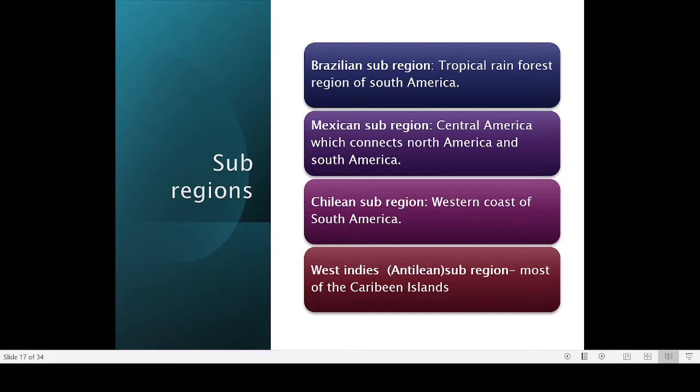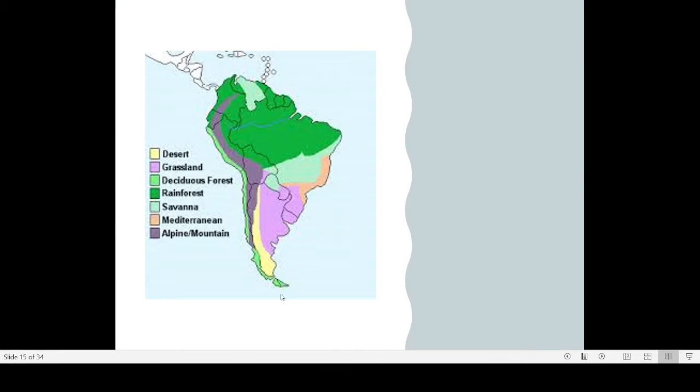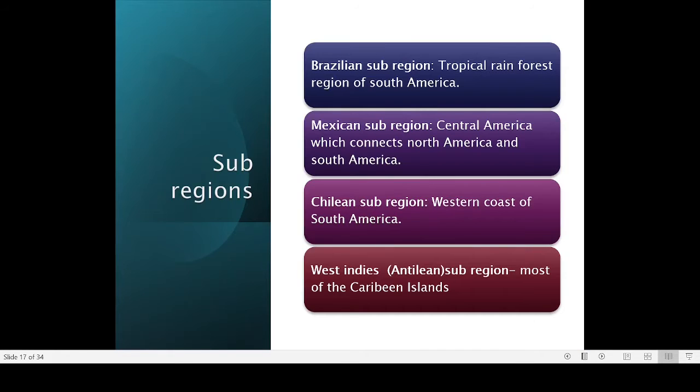So going to the subregions, as you can see from the slide, there are four subregions. One is Brazilian subregion, Mexican subregion, Chilean subregion, and West Indies, otherwise known as Andean subregion. So let's see what are the important areas coming under the Brazilian subregion. And if you look at the map, you can see that the Brazilian subregion is mainly this green part, which is mostly formed of Amazon rainforest.